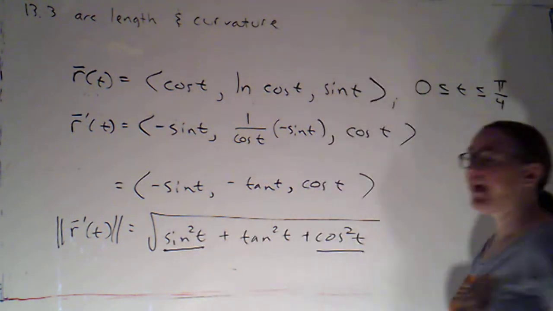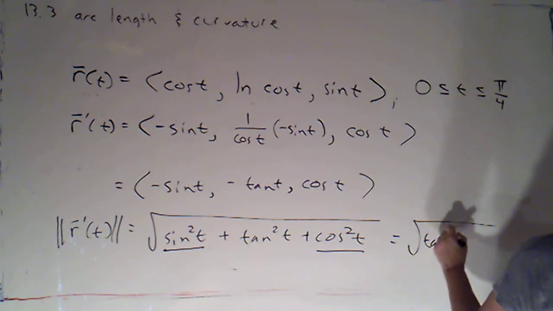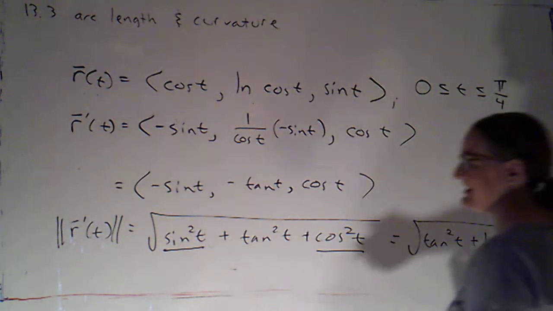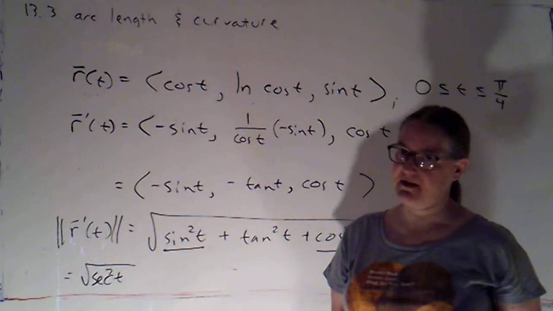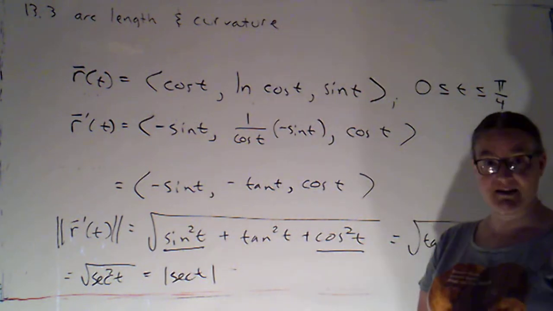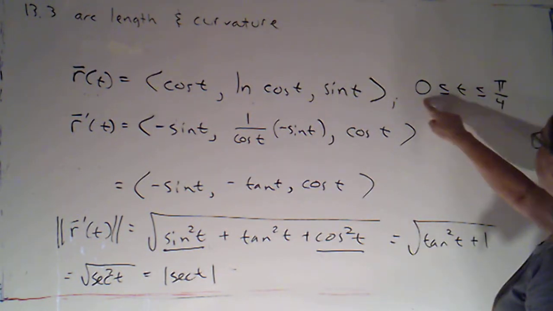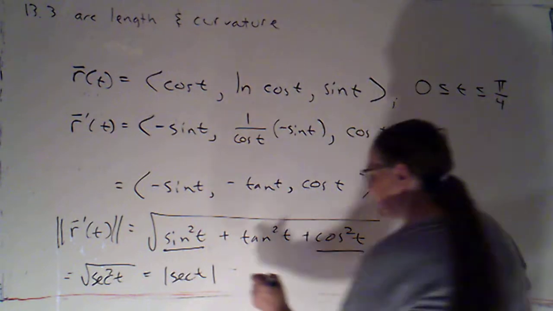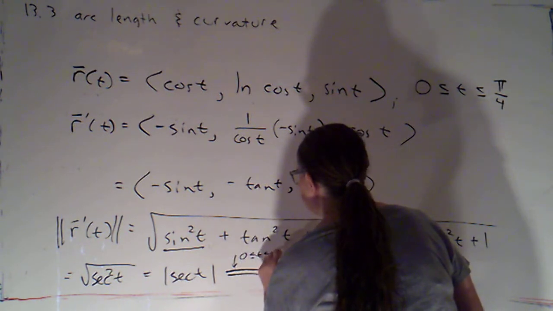Now, Pythagorean identity tells me that sine squared plus cosine squared is 1, so that becomes the square root of tangent squared t plus 1. Now that's awfully nice because I've got another Pythagorean identity that tells me that that's the square root of secant squared t. That is not secant t. That is the absolute value of secant t, because secant is sometimes positive and sometimes negative. To know which it is, I need to look at what t values I'm plugging in. If I'm plugging in t values between 0 and pi over 4, t would correspond to an angle in quadrant 1 where everything is positive. So I can drop that absolute value.